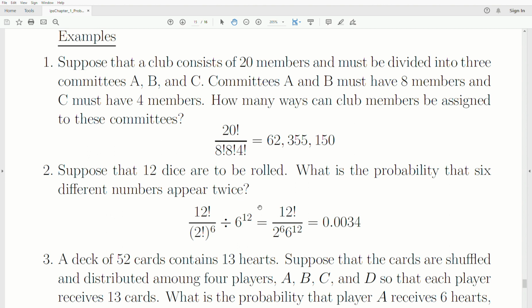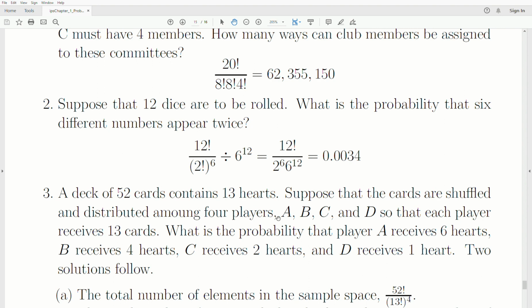So if we do the denominator first, that's 6 to the 12, right? Each die has 6 different outcomes, and there's 12 dice, so it's 6 to the 12. Now the number of ways to roll 12 dice and have 2 numbers of each show up is 12 factorial divided by 2 factorial times 2 factorial times 2 factorial 6 times, or 2 factorial to the 6th, which then when you crunch the numbers, it's this 0.0034.